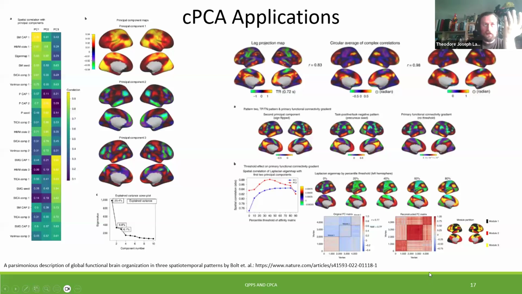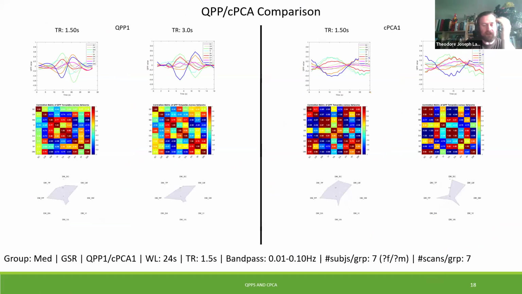With this being said, we don't need to define a window length now. This is more of a data-driven approach than an iterative approach. This is new work that I've been working on. This is just a nice little comparison: QPPs on the left, cPCA on the right, trying to look at the different waveforms here. I apologize for the sparse labels and that this is messy in general, but looking at the different QPPs, we still see great fidelity.